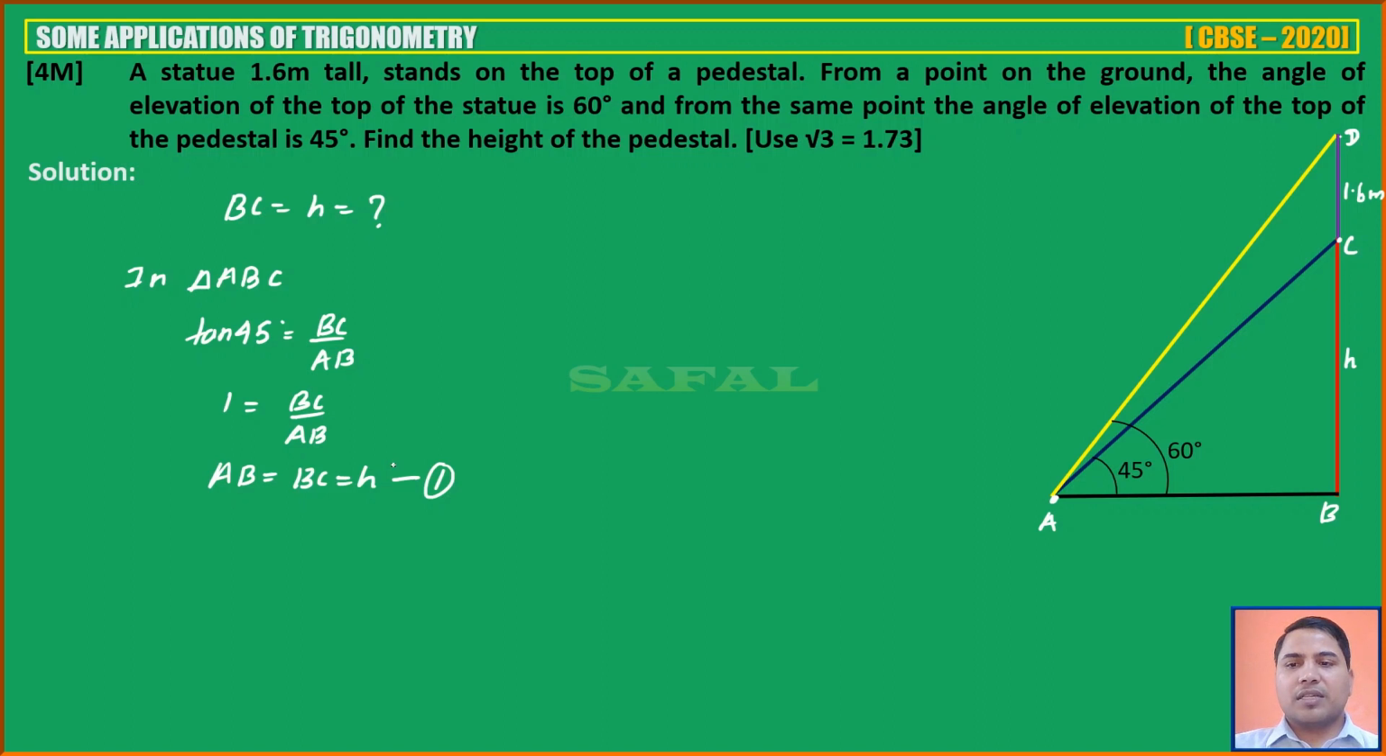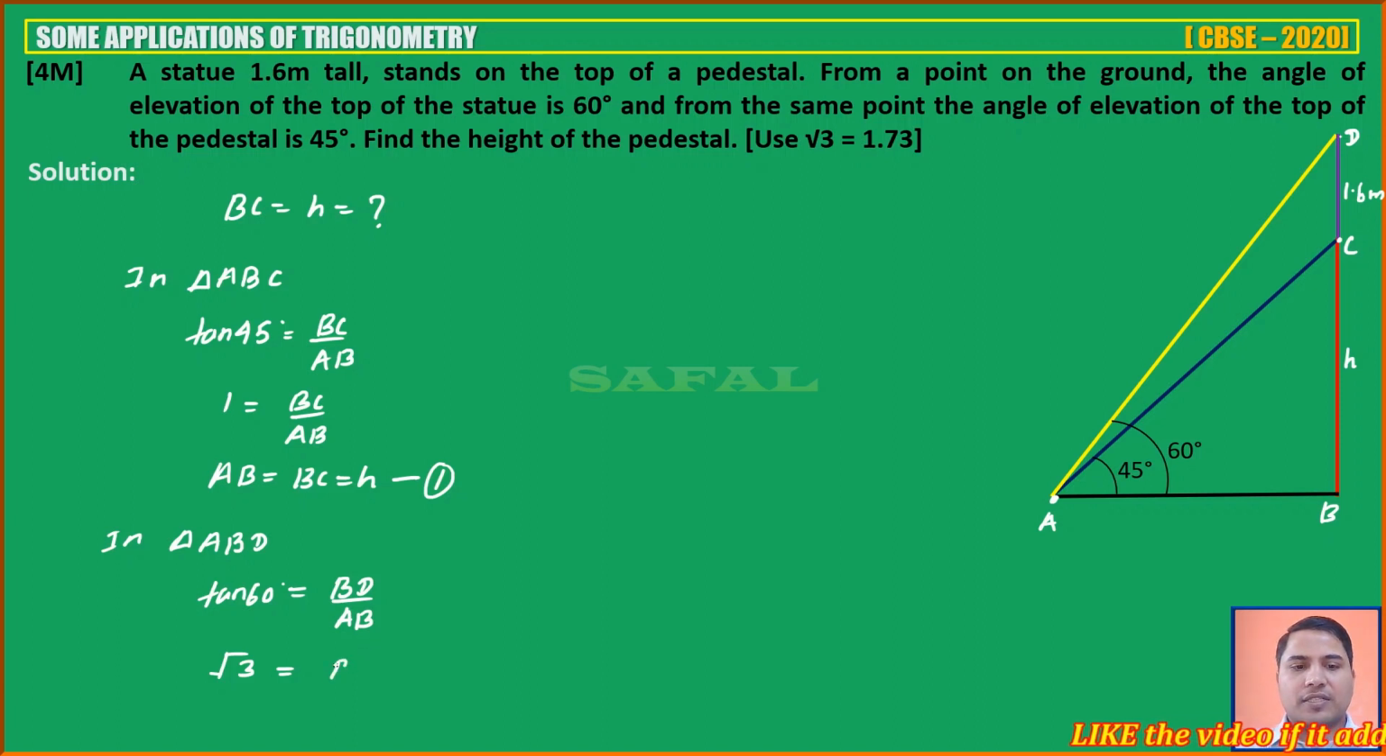Now we'll consider the big triangle ABD. So in triangle ABD, I'll apply the tan ratio of 60 degree. So tan 60 degree, I'll write it as BD by AB. BD by AB. Now from here I can see that tan 60 degree we know is root 3. Now BD, so BD has two parts.